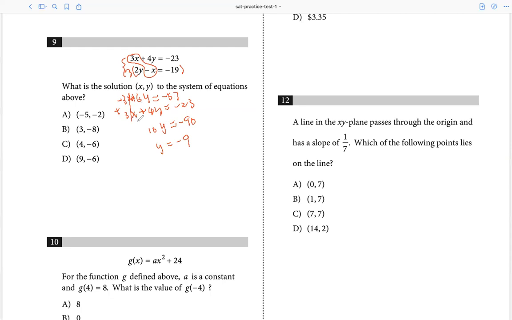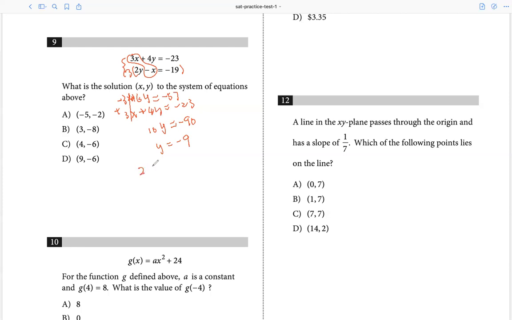The first equation is 3x plus 4y equals negative 23. So I add those two equations. Negative 3x plus positive 3x gives me 0. And positive 6y plus 4y gives me 10y. Negative 57 plus negative 23 gives me negative 90. I divide by 10 on both sides, so y equals negative 9. And then what about x?